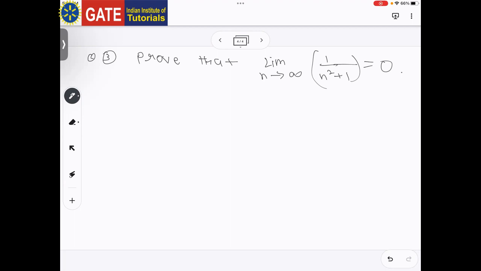सर हो गया. Capital N क्या मिला? रूट ऑफ 1 माइनस एप्सिलॉन बाय एप्सिलॉन. हाँ. So let's see.